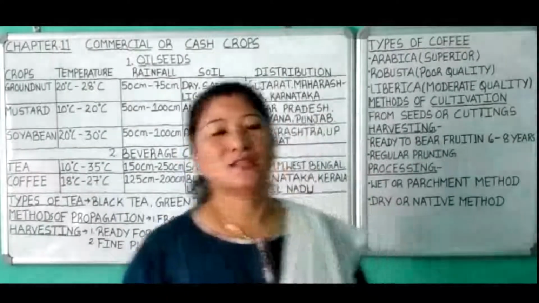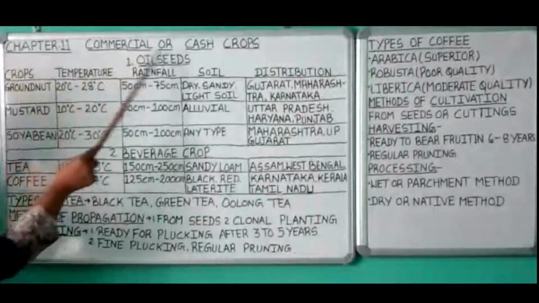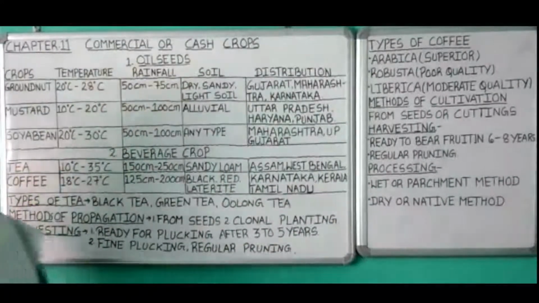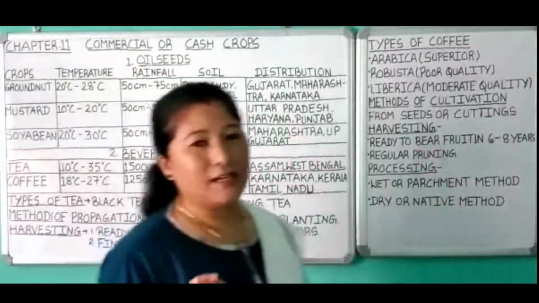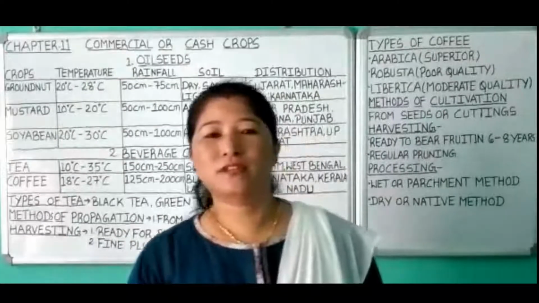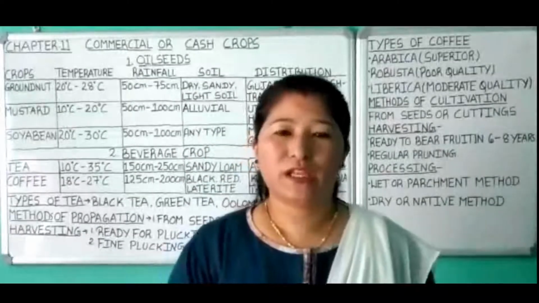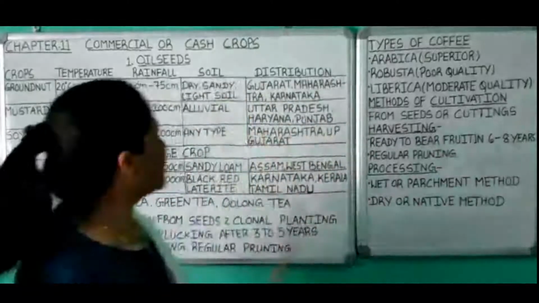Okay, so now let's go back to our lesson. Today we'll be doing the commercial or the cash crops. As you all know, we have already started the chapter on agriculture, and in the previous class we learned about the different types of food crops grown in our country. So today we'll take up the cash crops.